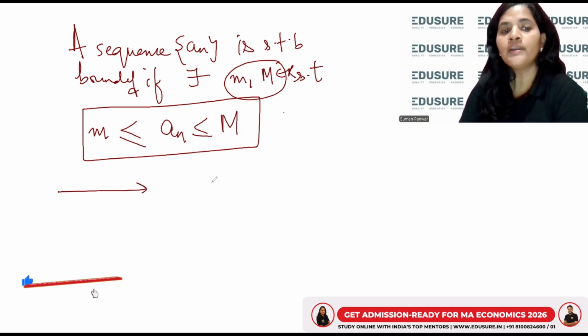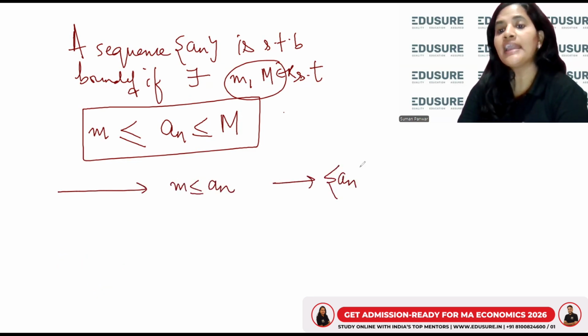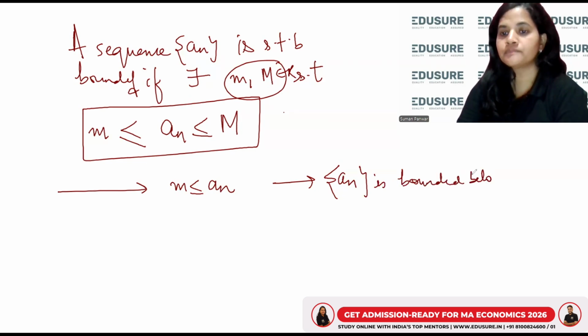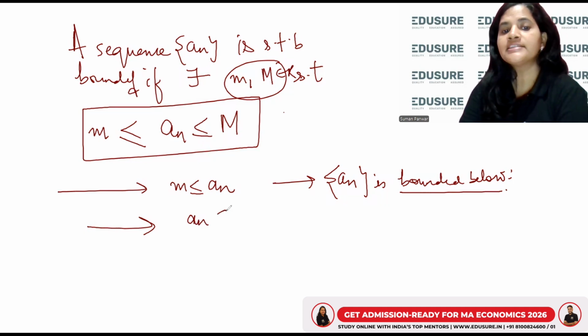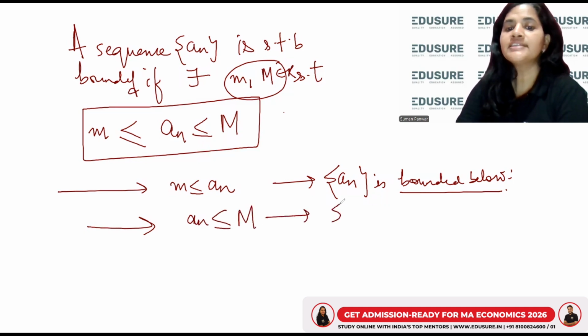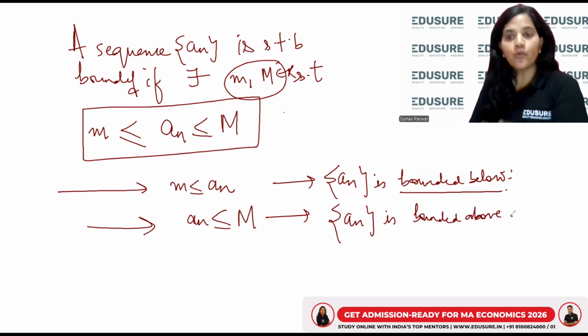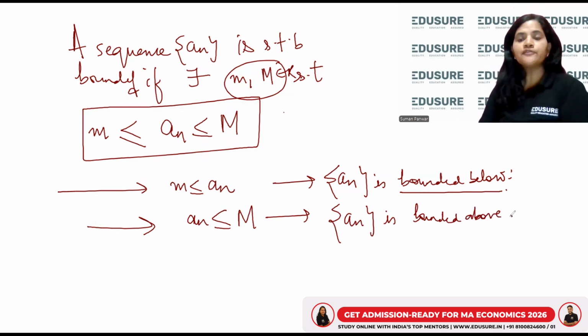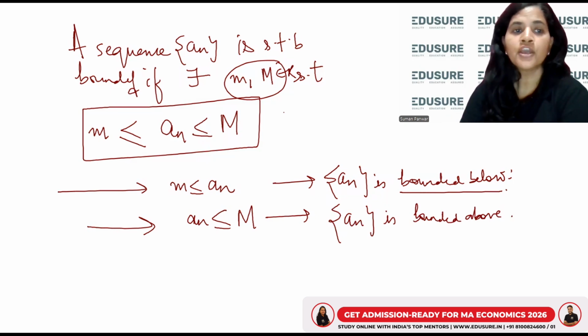If only m is less than or equal to an, then we say that an is bounded below. If an is less than or equal to M, we say that an is bounded above. So we can have a sequence which is only bounded from below, and we can have a sequence which is only bounded from above. So let us see some examples.